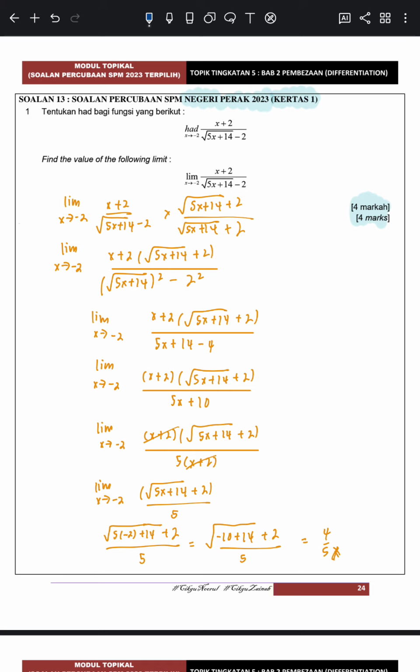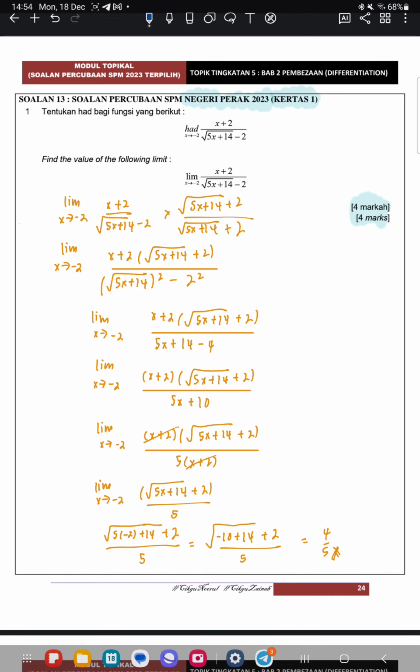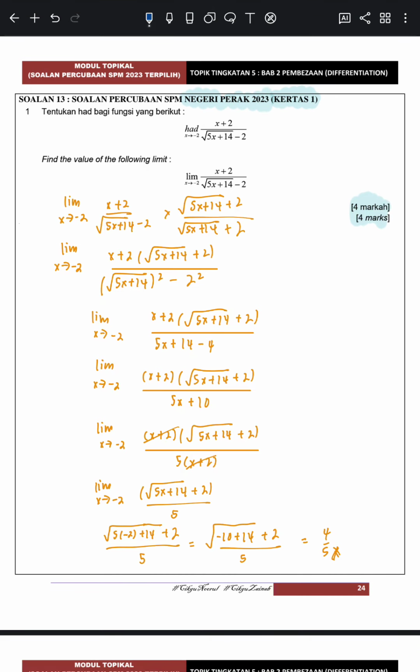minus 2. Ini cara baca dia. Cara baca dia: limit of x plus 2 over square root of 5x plus 14 minus 2 when x approaching -2. It's like that. Okay, the second one is correct lah. So that's not important, the way to read it, just the way to solve it.